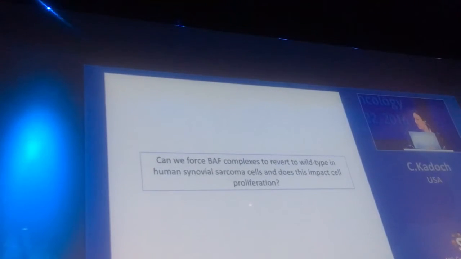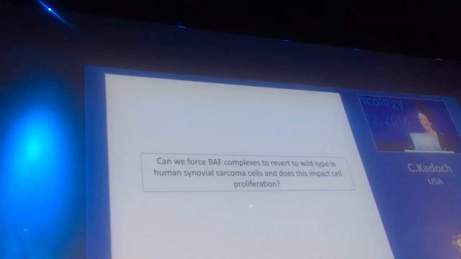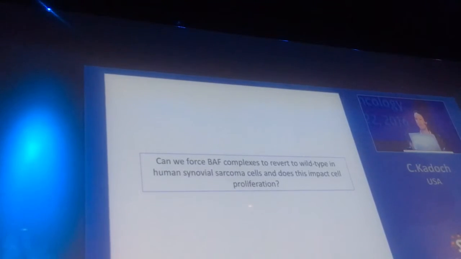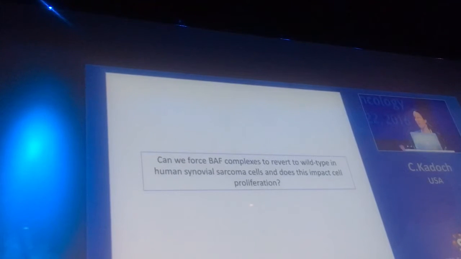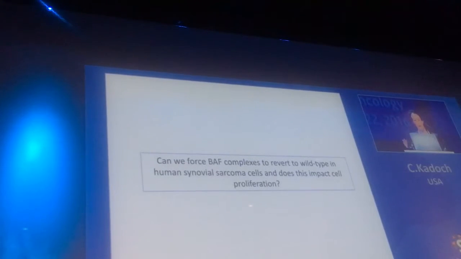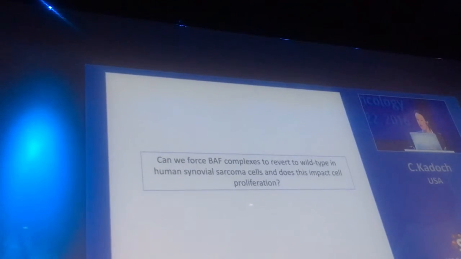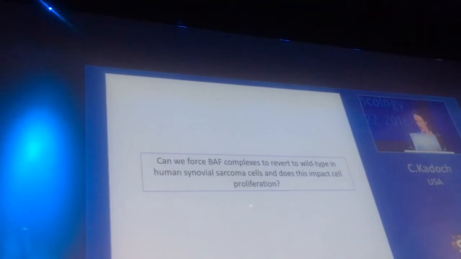So thinking of it therapeutically, we ask the question, can we force BAF complexes? Can you force a chromatin regulator to revert to its wild-type counterpart, remembering that it has one copy of the wild-type allele in these cells? And if we did that, would this impact cell proliferation?